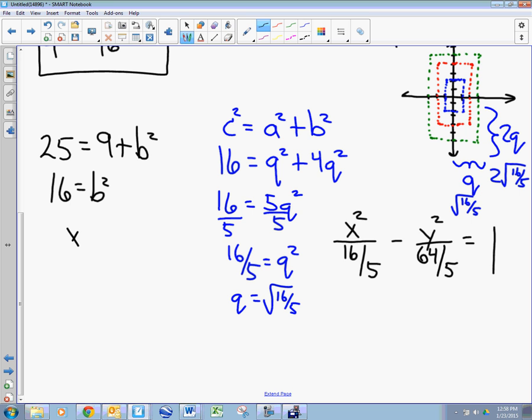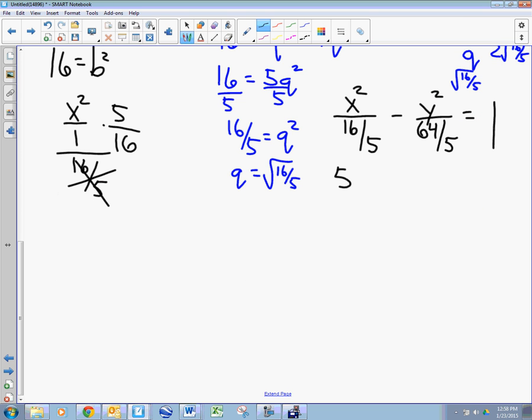I'm going to make a side note here. Watch so you don't miss this. I cannot leave my fractions as such because that's a complex fraction. So I will simply take x squared over 1 divided by 16 over 5. What happens? You get 5x squared over 16, correct? So your final answer is 5x squared over 16 minus 5y squared over 64 equals 1.